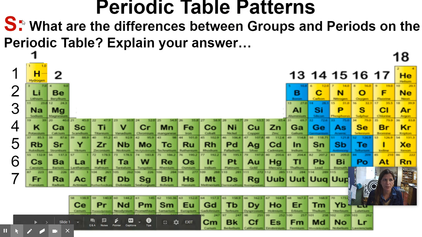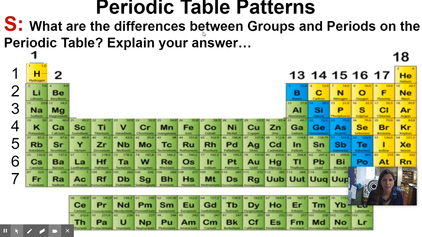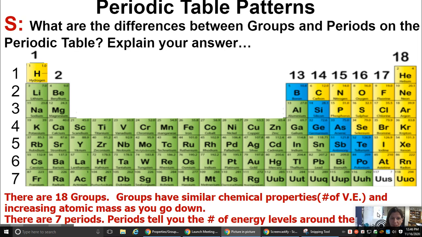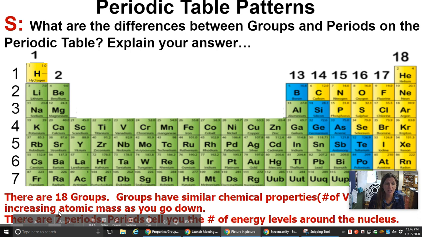Periodic table patterns. Starter. What are the differences between groups and periods on the periodic table? Explain your answer. There are 18 groups on the periodic table. Groups have similar chemical properties, numbers of valence electrons, and increasing atomic mass as you go down. So if we look at group 1, all these elements are going to have similar chemical properties, and their atomic mass increases as you go down.